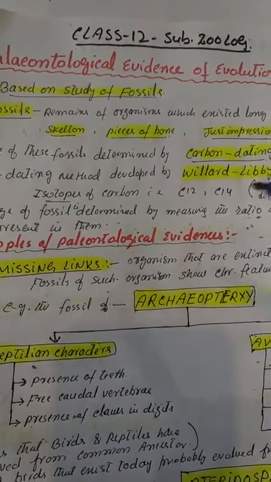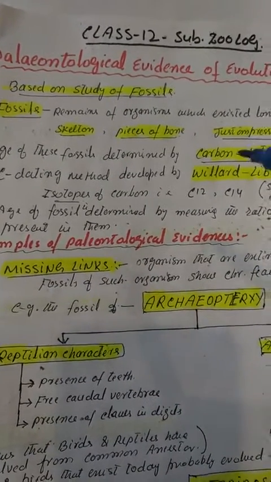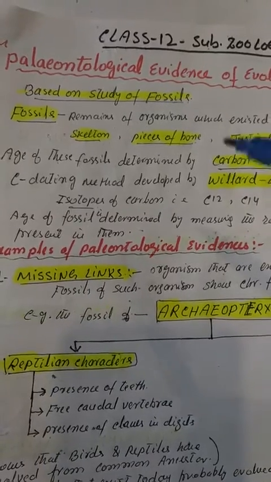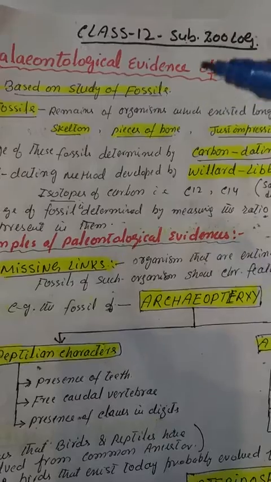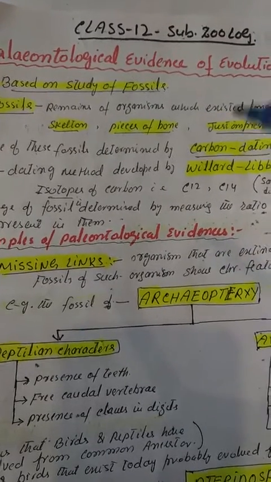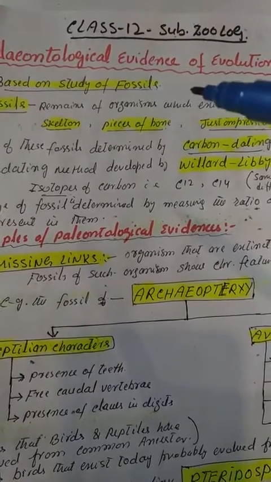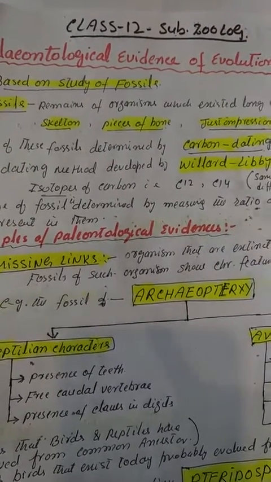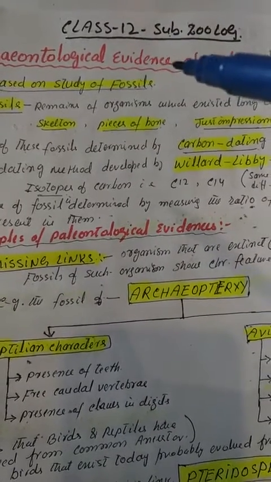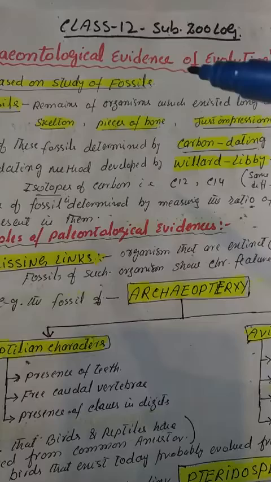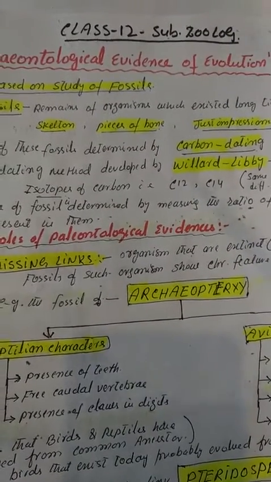Now, how were these fossils formed? As we already know, millions of years ago, a large number of organisms got buried due to disasters like floods, earthquakes, volcanoes, etc. The remnants and impressions of such organisms remain preserved underground. These remains or impressions are called fossils.